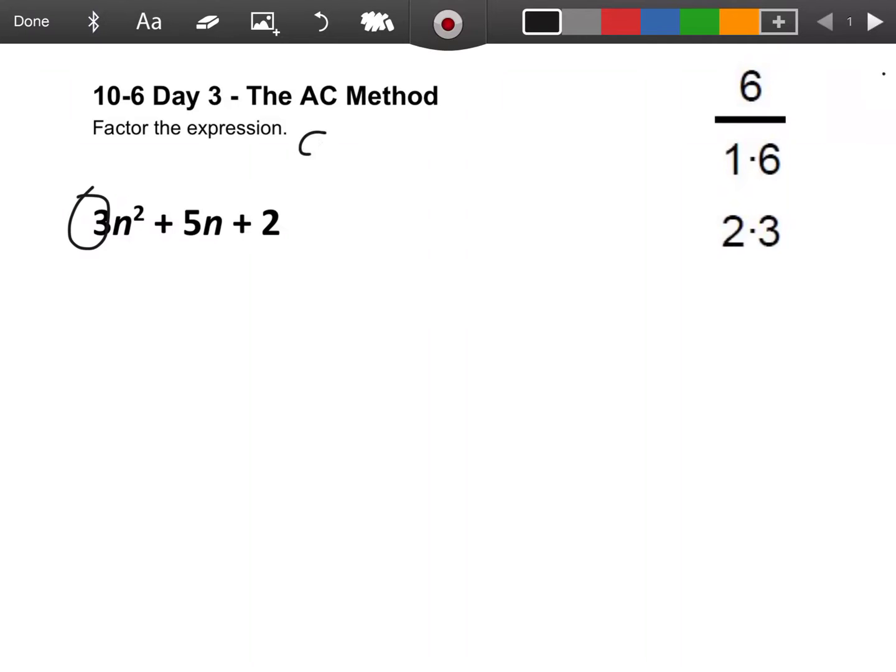Just before we get started, it's called the AC method because if we were to write a trinomial in standard form, we have ax squared plus bx plus c. It's called the AC method because we do a times c to start off with. We're going to go through 4 examples here, and there's kind of a lot of steps to go through. Then we'll go through a list of steps for you to use if you forget where to start.